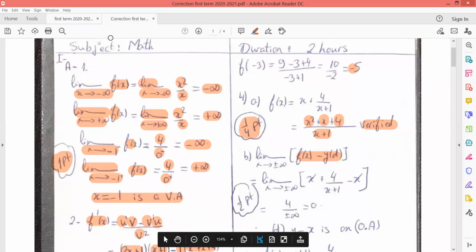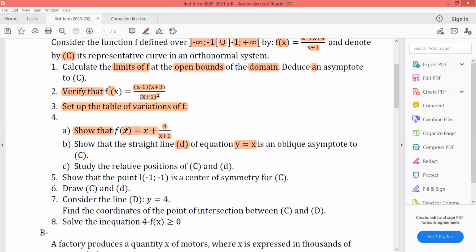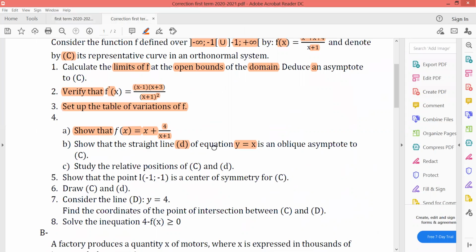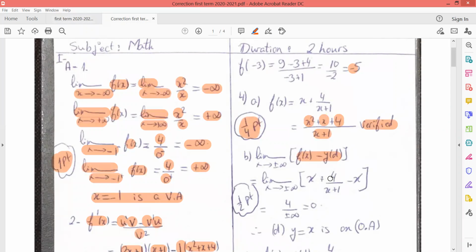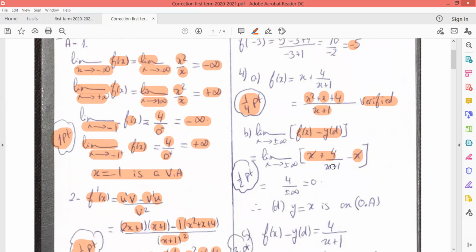Since you are told in part A to show f(x), it is better to use this f(x). So f(x) minus y_D: this is f(x) that we have proved in part A, minus y_D, which is minus x. x minus x is 0, and 4 over x plus 1 remains. For the limit as x tends to plus or minus infinity, we remove the limit and put infinity instead of x. So 4 over infinity is 0. Then the line D, y equals x, is an oblique asymptote to C. This is also half a point.